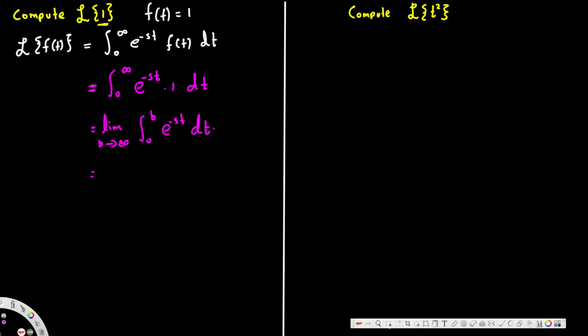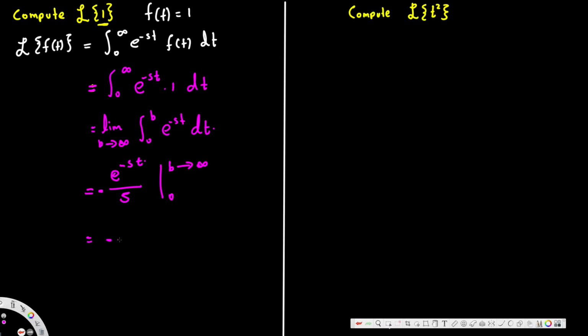If we integrate e power negative st dt, that's just e power negative st divided by negative s. So we can take the negative in front. Let's put the equal sign right here, with the negative in front, and the s remains in the denominator. Now we have integrated this, going from 0 to b, and b goes to infinity. After this we just have to substitute b and 0 and see what we get.